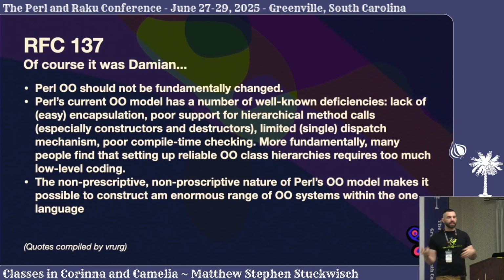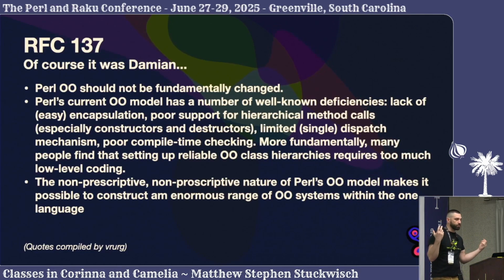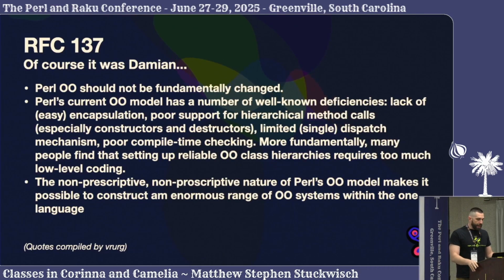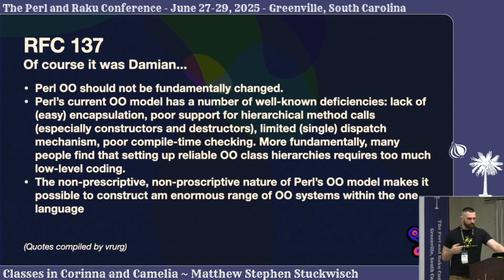But he did recognize that there were some issues, right? We didn't have lots of encapsulation. There weren't hierarchical method calls, single dispatch, not great compile time checks, all these other things. And he mentioned one thing that I think, as we start talking later about Corinna, you'll notice is a thing. Ovid's talked a lot about this as well, but he says the non-prescriptive, non-proscriptive nature of Perl's OO model makes it possible to construct an enormous range of OO systems within the one language, right?